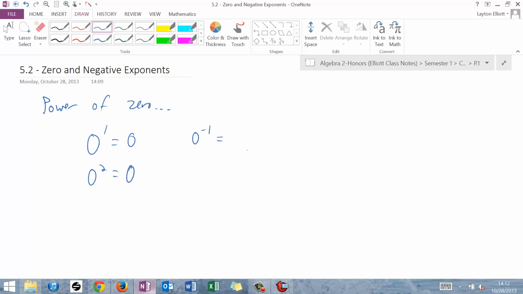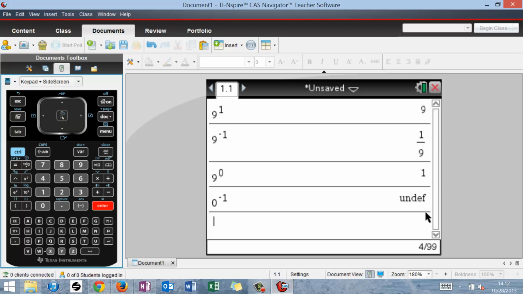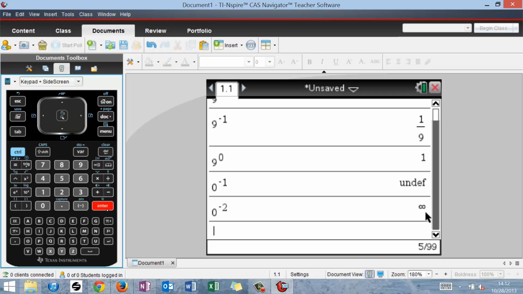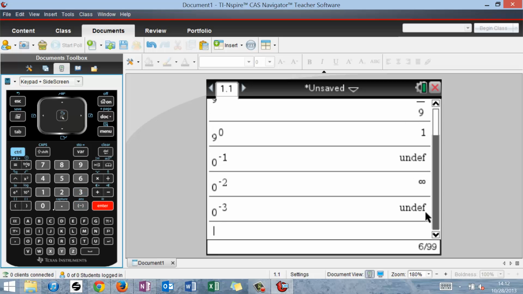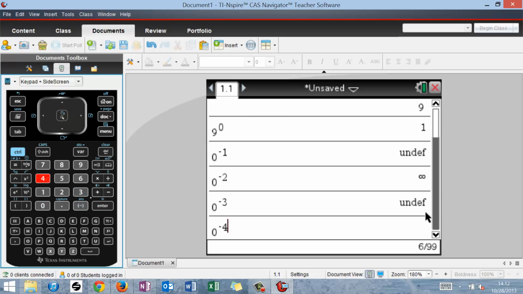If you recall, we said the only other thing that was undefined was 1 over 0. Actually, anything over 0. This is what we consider to be undefined, and we're going to learn a reason for this very soon. If I do 0 to the negative 2, let's try that one. Ooh, that one says infinity. What about 0 to the negative 3? That one says undefined.